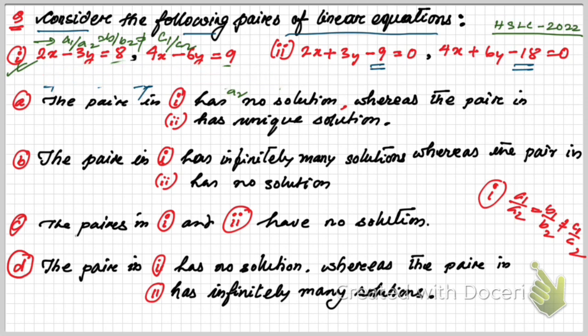So how to find? Let me show you again. Just divide the coefficient of x by the coefficient of x. That's going to be a1 by a2, right? A1 by a2, that's going to be 2 by 4, that's going to be half, right?